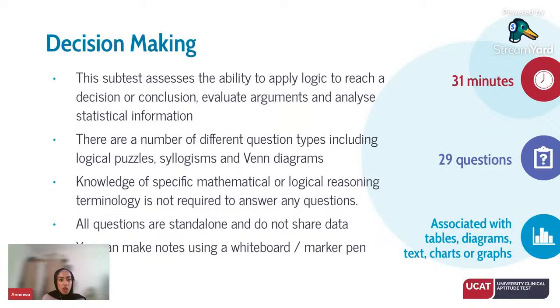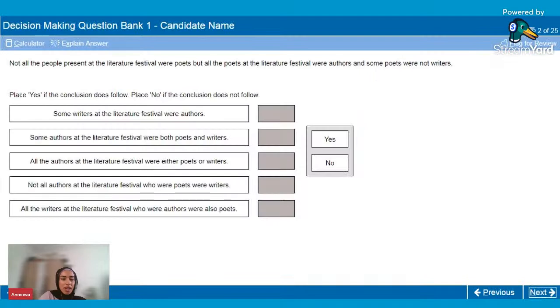But there's no terminology that is required for you to answer any of the questions. And it might help for you to make notes using a whiteboard or marker pen. I was given a sheet of paper and pen, but it depends on your test center. This is an example of your decision-making question. You've got a question at the top, and you've got a series of statements below, and you'll just need to answer it with yes or no. This is just an example of a type of question you might get asked.